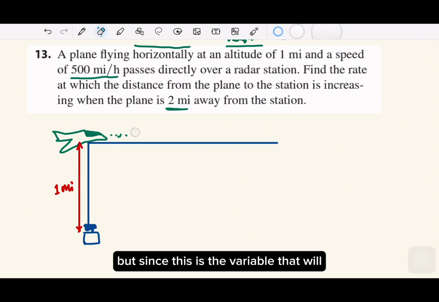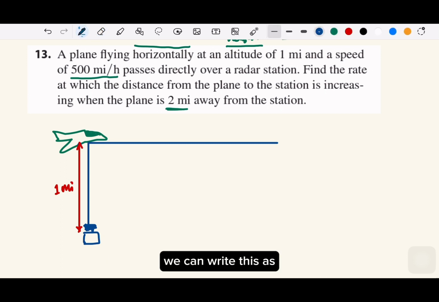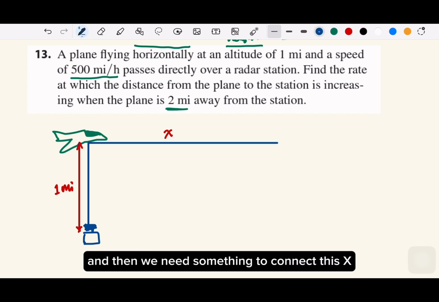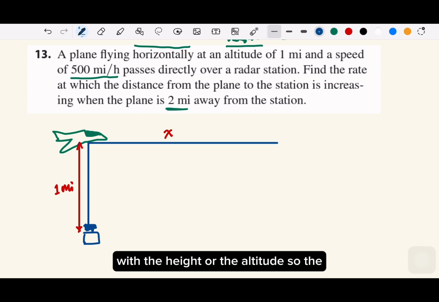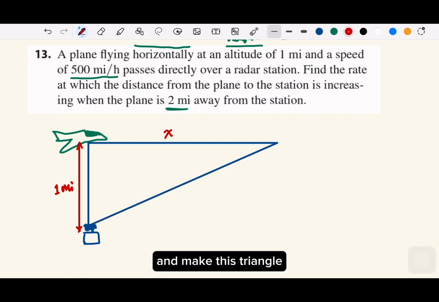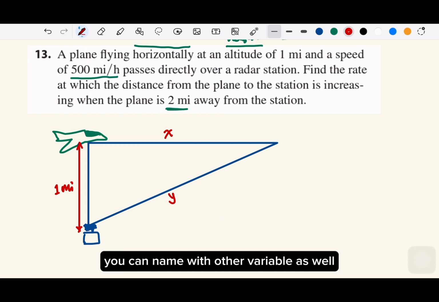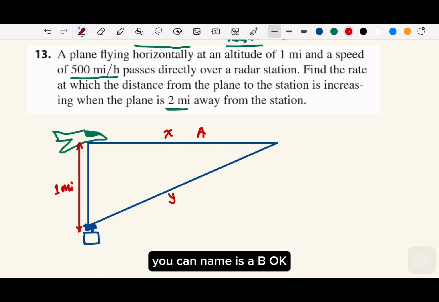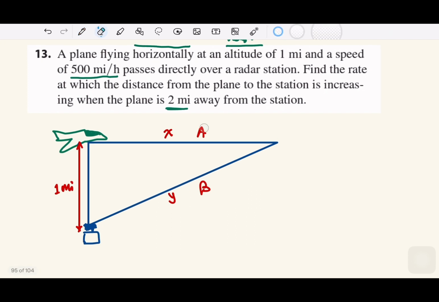But since this is the variable that will change over time, we can write this as x. Then we need something to connect this x with the height, or the altitude. The simple way is just to make it a triangle, and the hypotenuse will be y. Let's just name it. You can name it with other variables as well, a, b, any variable. This is just a name.